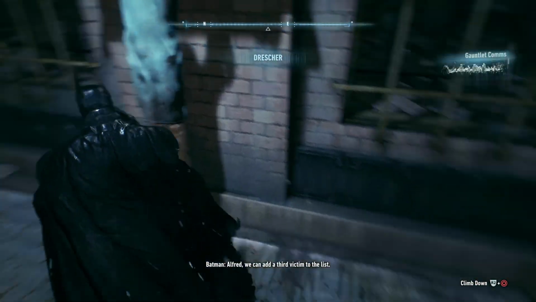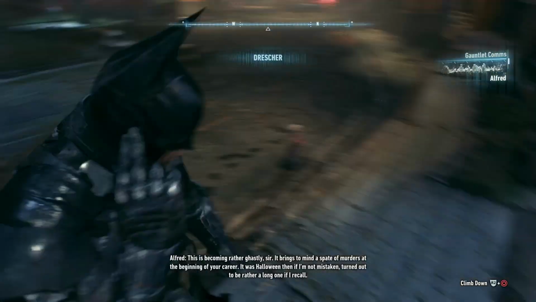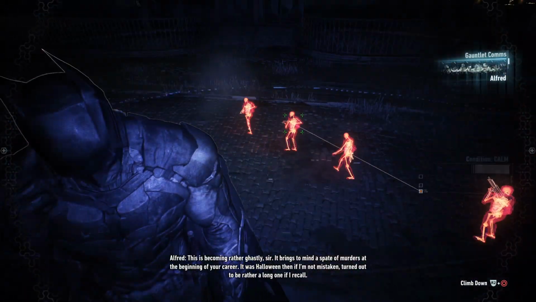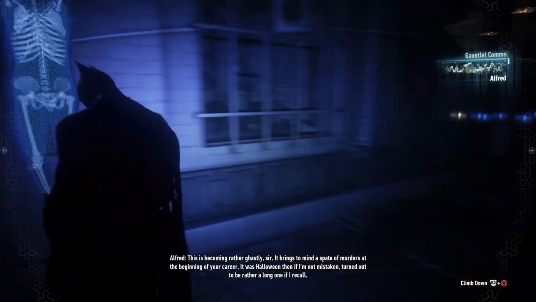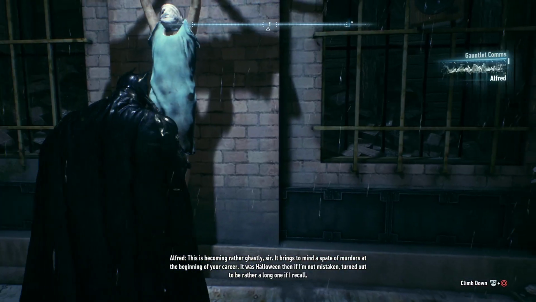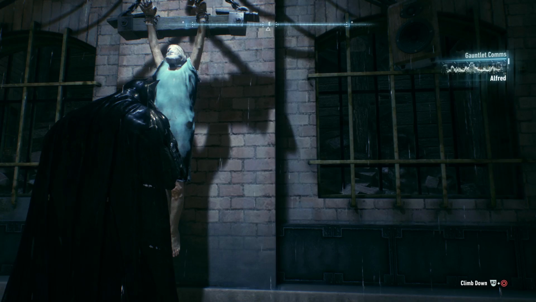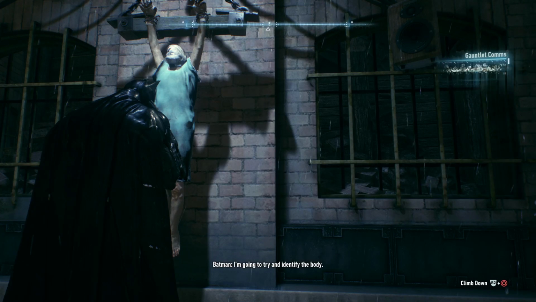Alfred, we can add a third victim to the list. This is becoming rather ghastly, sir. It brings to mind a spate of murders at the beginning of your career. It was Halloween then, if I'm not mistaken. Turned out to be rather a long one, if I recall. I'm going to try and identify the body.